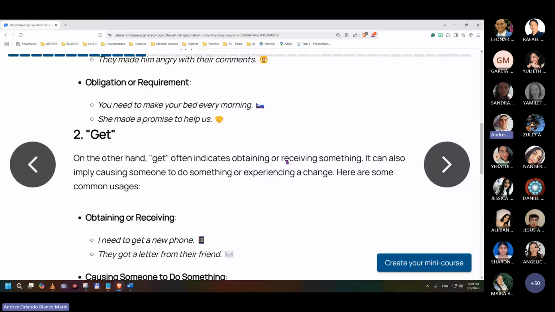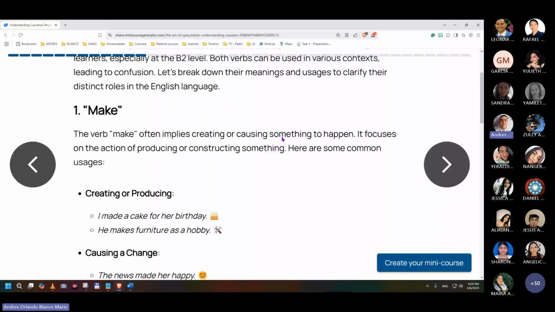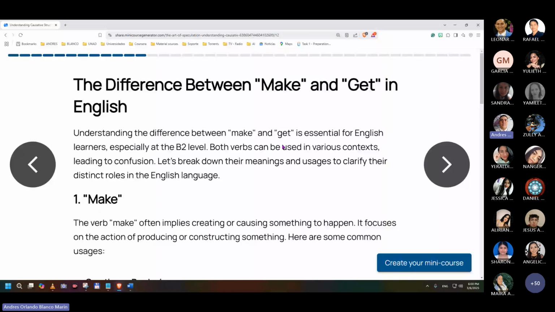And get, remember, other uses for get is to obtain or receive. I need to get a new phone, but I don't have another verb here. They got a letter from their friend. So you just keep in mind that make, have, and get can be used as causative verbs, but they have other functions. Where are my exercises? Okay.